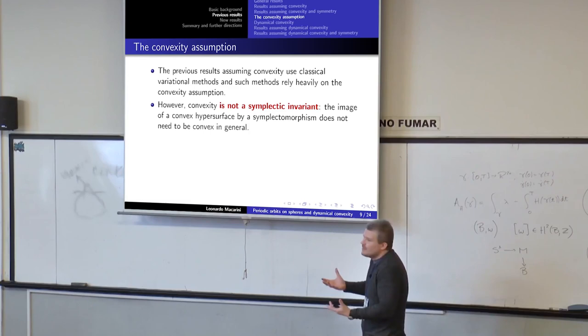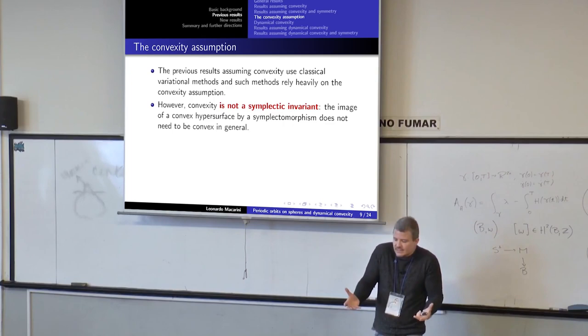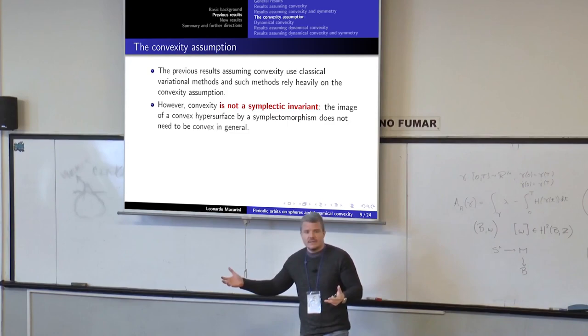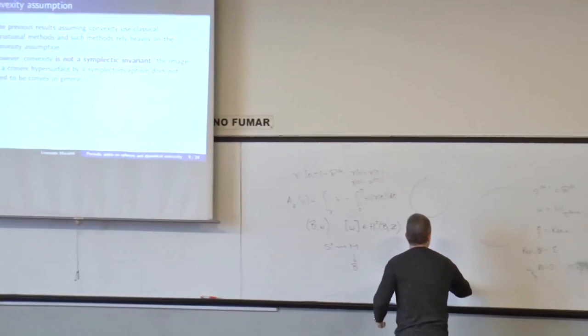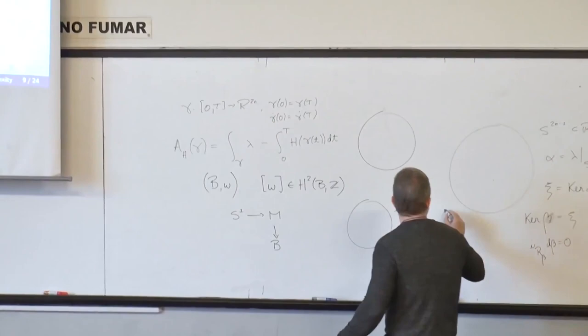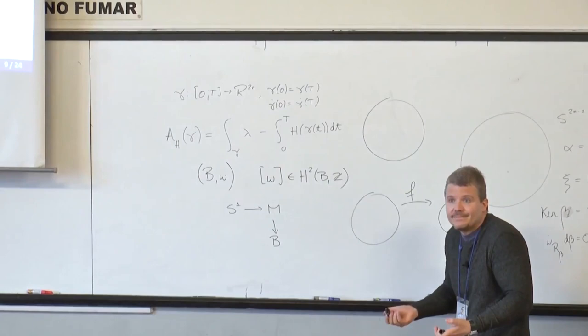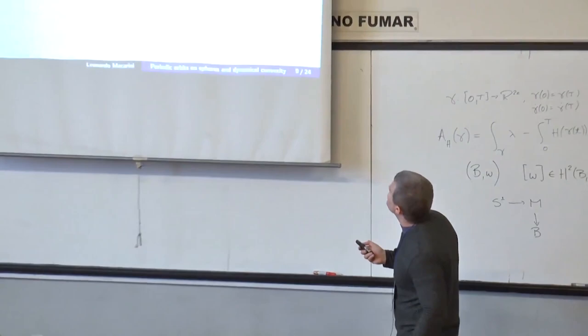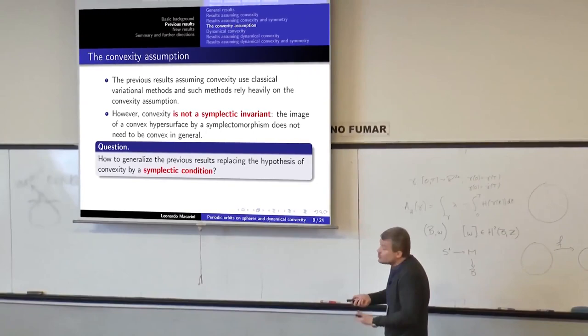You can take a convex hypersurface, and it's easy to see that you can find a symplectomorphism in R2n such that the image of this convex guy is not convex anymore. You can see this in the plane, right? You can take a convex region in the plane, then you can apply some symplectomorphism in the plane, which sends this to something not convex. So convexity is not a symplectic condition. You are using the affine structure of R2n. So a natural question is how to generalize the previous results, replacing the hypothesis of convexity by a symplectic condition.